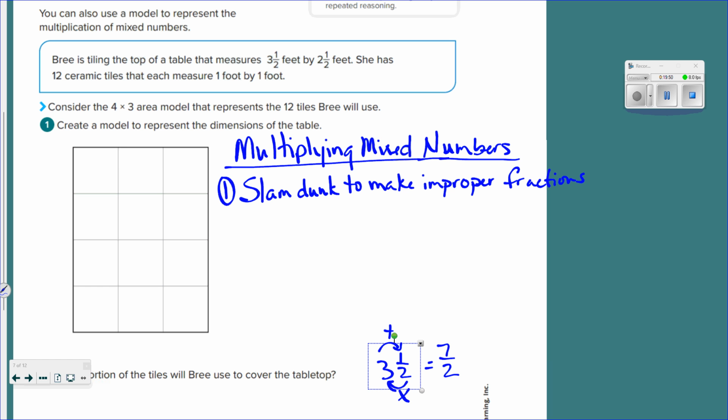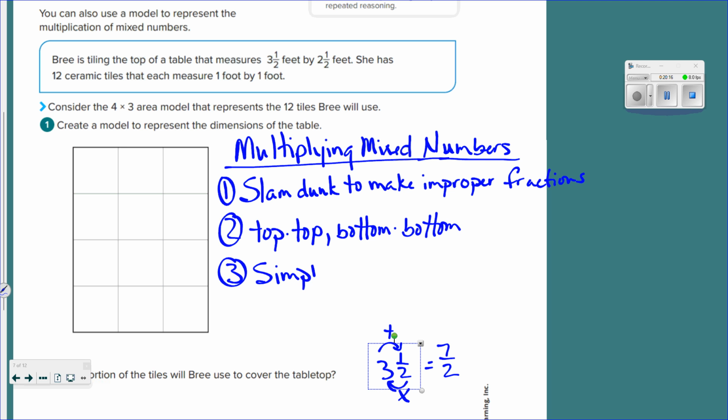Okay, the nice thing is, once I've done my slam dunk, I have improper fractions for all the mixed numbers, then it's just like multiplying. So I'm going to do top times top, bottom times bottom. Same as multiplying brackets. One of the big differences for number 3, you're almost always going to need to simplify because that includes turning it back to mixed numbers.